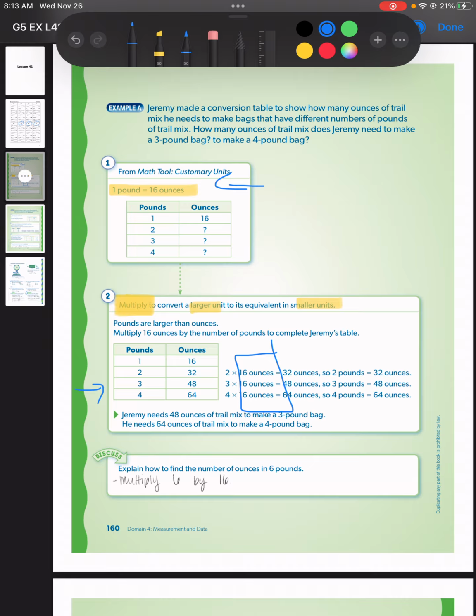This will help them as they get to the discussion question for the day, where they're asked to explain how to find the number of ounces in 6 pounds. Here, you don't care about the answer. You want to focus on the process. Push kids to do a turn and talk, lap around, listen to answers, and probe a student to share their answer out loud, where they're saying, we multiply 6 by 16 because I know that 1 pound equals 16 ounces, and I know that ounces is smaller than pounds, so therefore we multiply. That is a complete answer that you want to get from students.